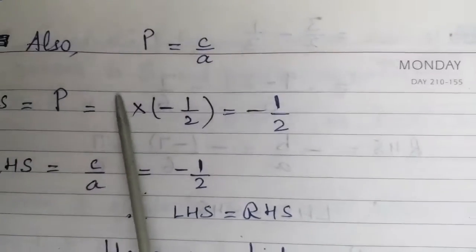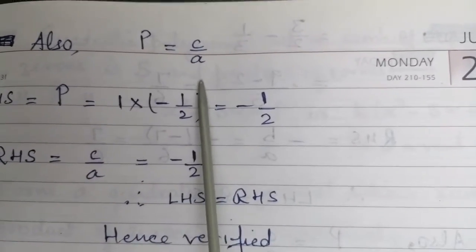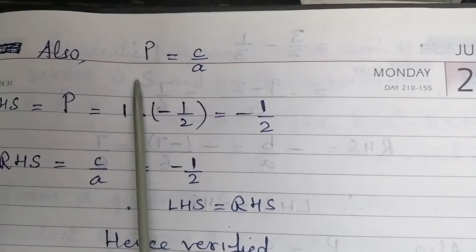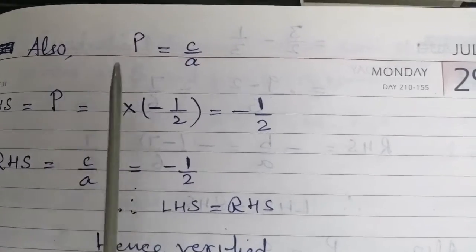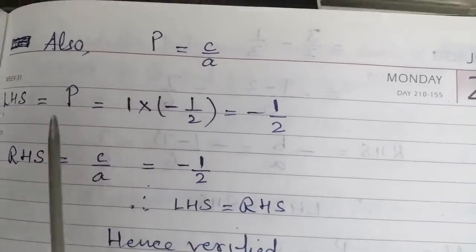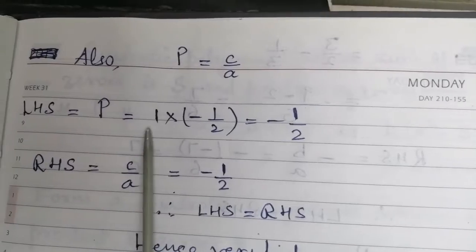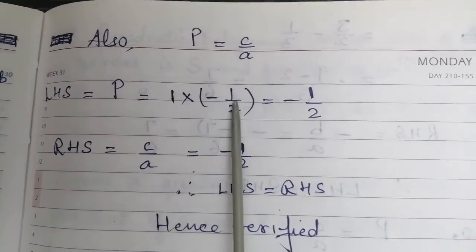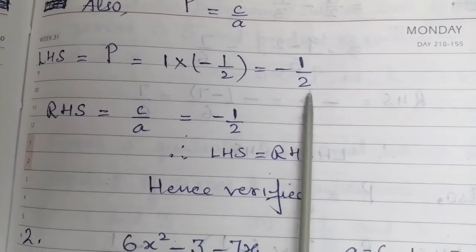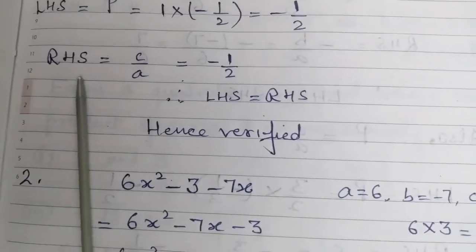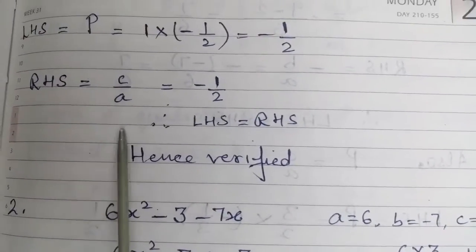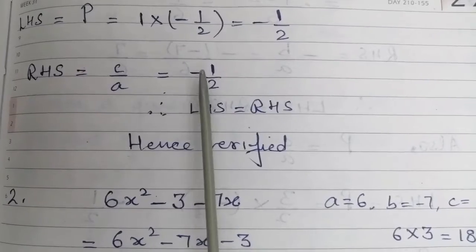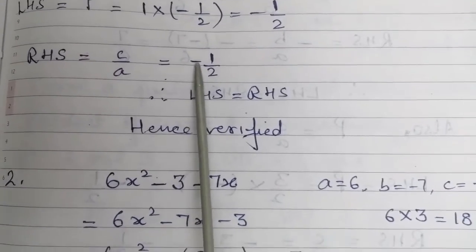Now the second one we have to verify: p is equal to c over a. What is p? Product of the zeros. So again I take left hand side and right hand side. First, left hand side is p, so multiply both the zeros: 1 into minus 1 over 2 will be minus 1 over 2. Now RHS is c upon a. So again put the values of c and a: c is minus 1, a is 2.